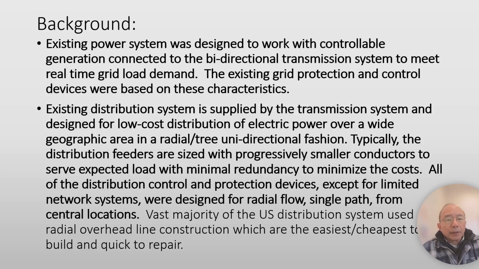The existing distribution system is supplied by the transmission system and designed for low-cost distribution of electric power over a wide geographic area in a radial, or tree, or unidirectional fashion. Typically, the distribution feeders are sized with progressively smaller conductors to serve expected load with minimal redundancy. All of the distribution control and protective devices were designed for radial flow, single path from central locations.